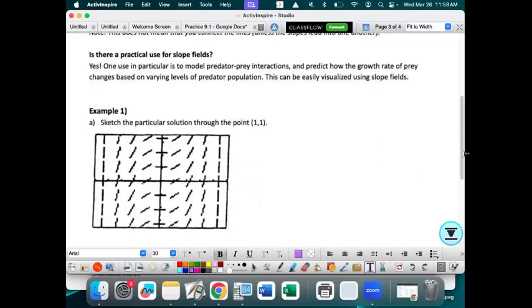Okay, so for example 1, I want you to sketch the particular solution through the point 1, 1, and I'm going to add to the instructions here.